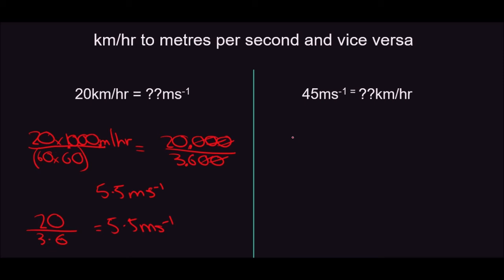So let's go the opposite way now. Let's go for 45 meters per second. We multiply that by what's on the bottom, 60 times 60, and then divide it by what's on the top on the other side, 1,000, and we'll get an answer in kilometres an hour of, stick it in your calculator if you need it, 162 kilometres an hour.